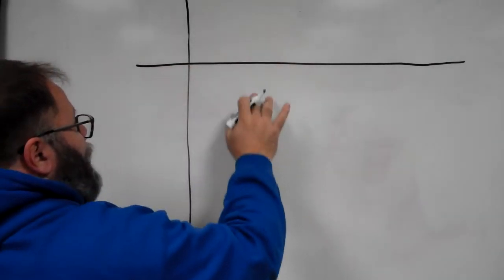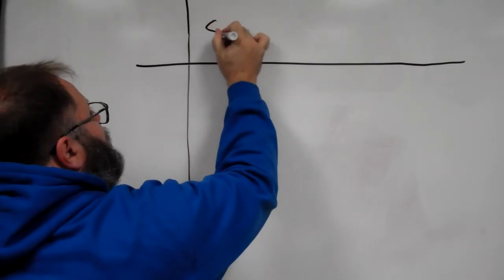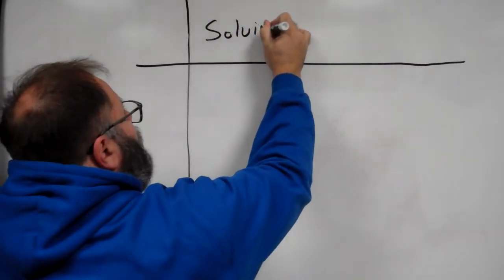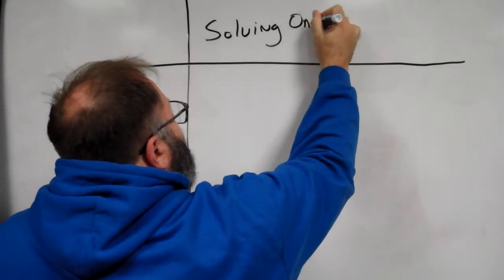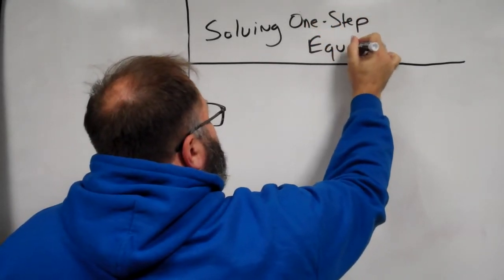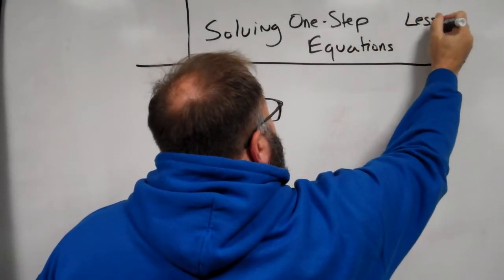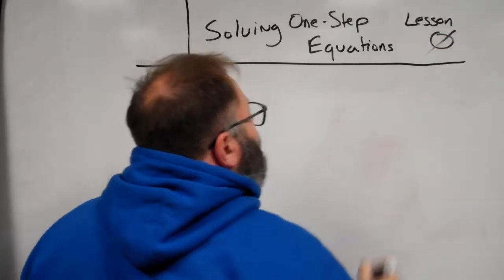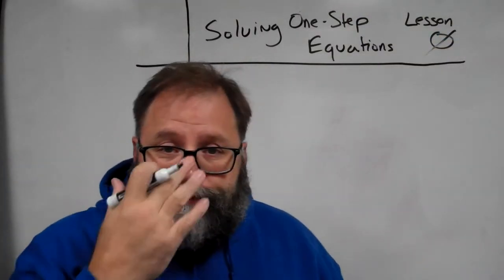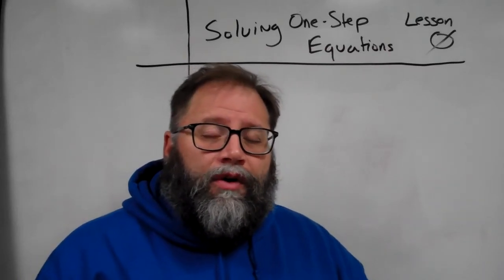At the top, so above that line in that blank space, what I want you to write up here is solving one-step equations. And then I'm going to write lesson 0. This is review.